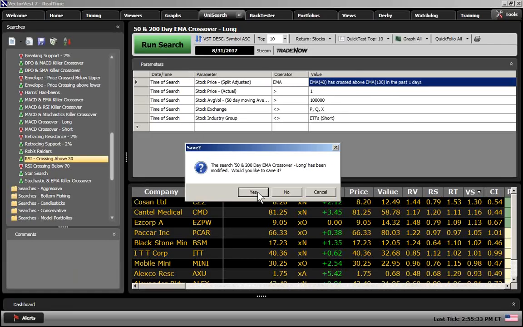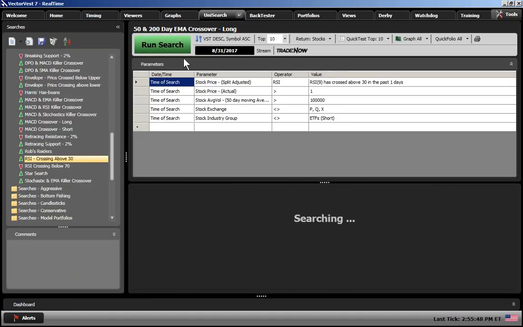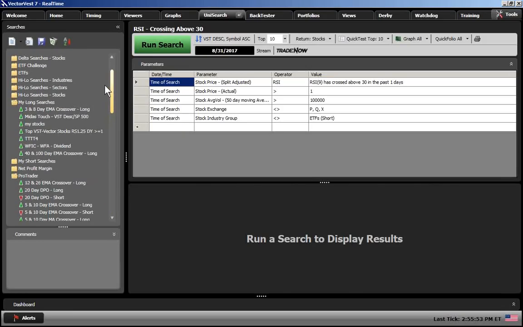As a matter of fact, let me show you how. Click on yes, and instead of using the 50 and 200, I change it to the 40 and 100 EMA, and now I would save it in the My Long Searches. Click on OK. And guess what? Now under My Long Searches, I now have the 40 and 100 day EMA crossover. So that answers your question, Jay.